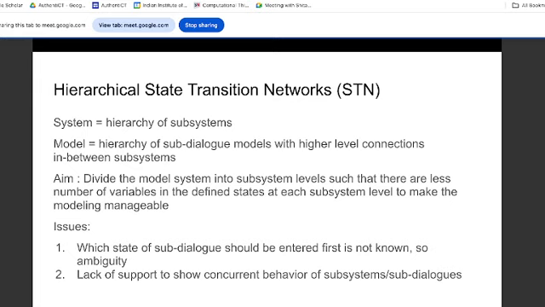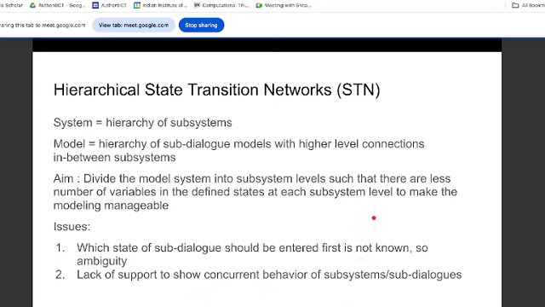So the answer to solving these two issues: one issue was that there is no way to know which state will be entered first within the subsystem, and the second one was that there is no option to show a concurrent behavior.